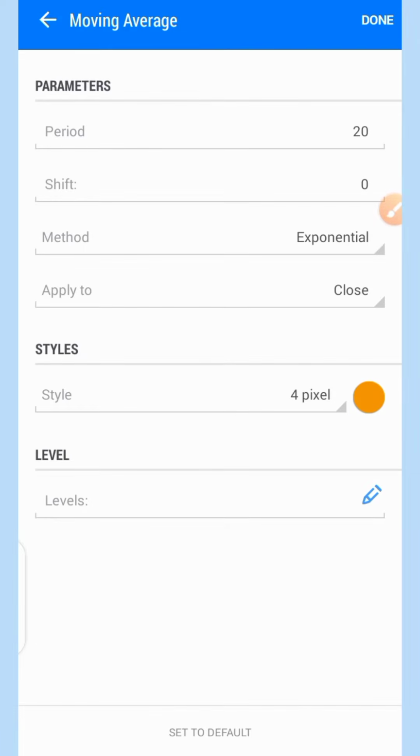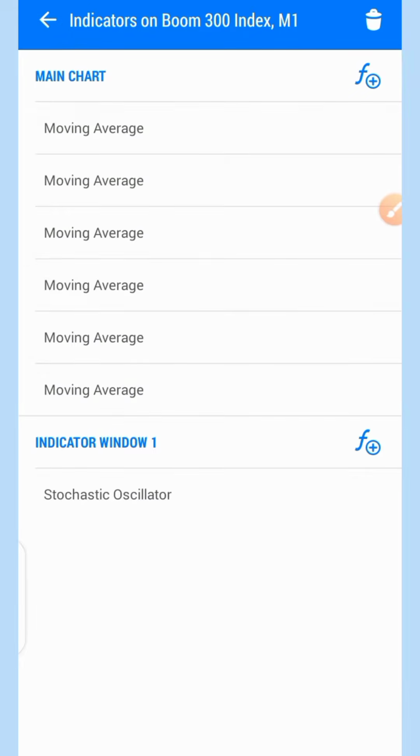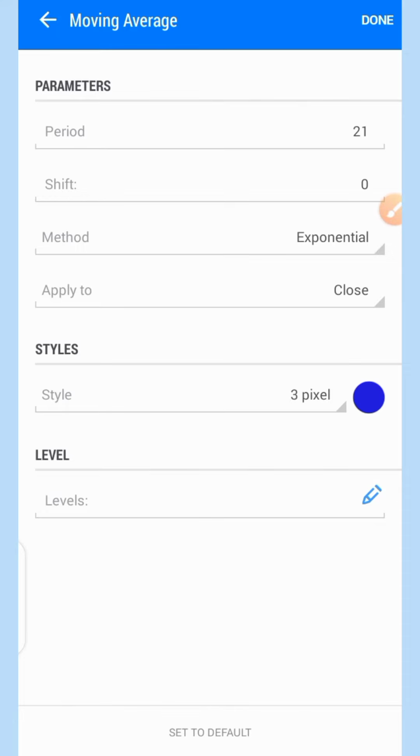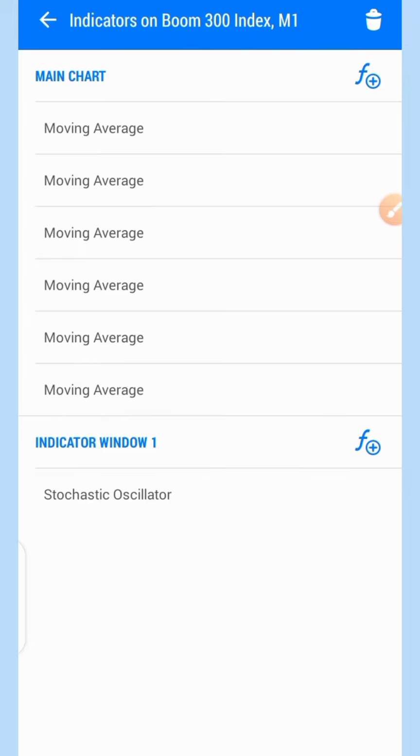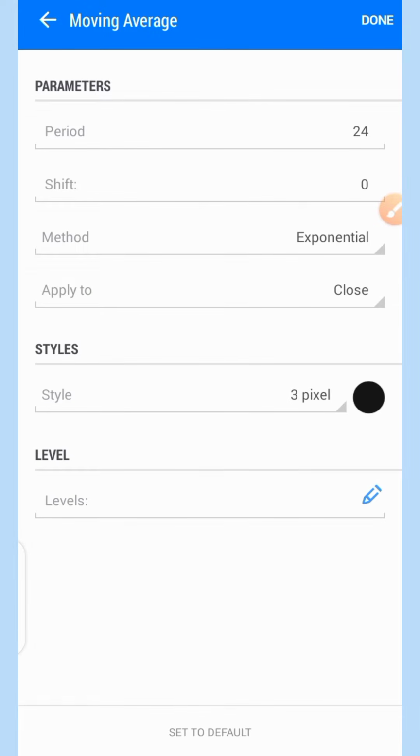The first moving average is 20, shift is 0, method exponential, apply to close, style 4 pixel. You can choose any color of your choice. Then click on done. The second moving average is 21, method exponential, apply to close, style 3 pixel. You can choose any color, but make sure you don't choose one color 2 times. Make sure the color you are choosing is different from the previous one. The third moving average is 22, method exponential, style 3 pixel, choose a different color. The fourth moving average is 23, method exponential, style 3 pixel, choose a different color. The fifth one is 24, style black.